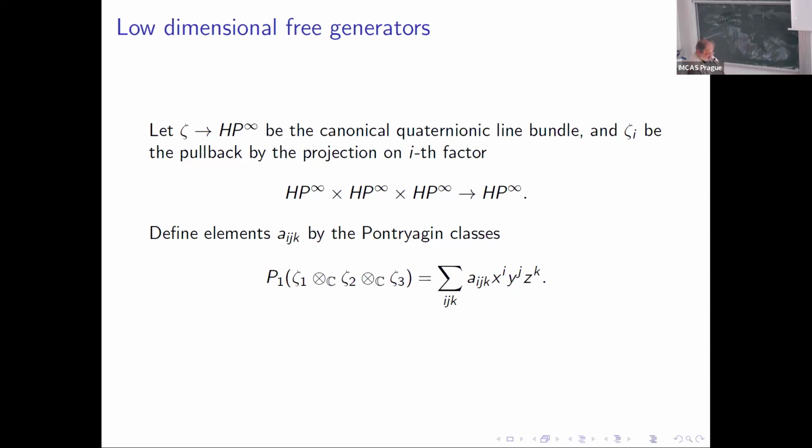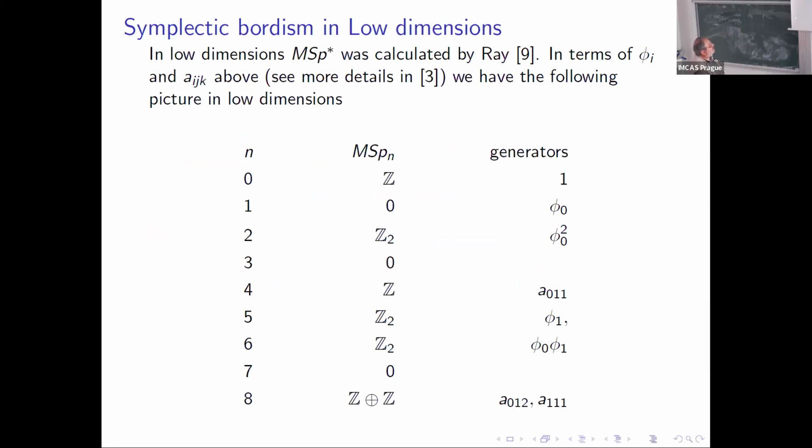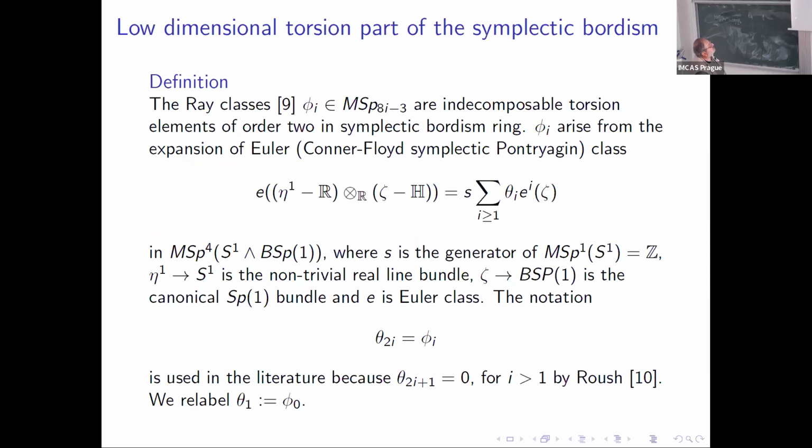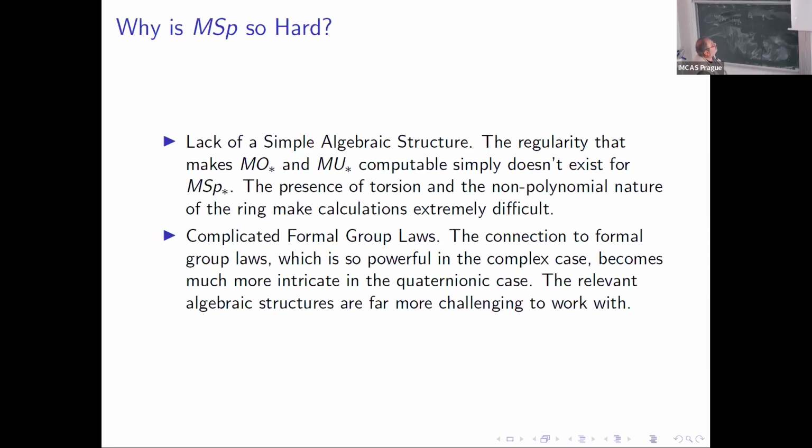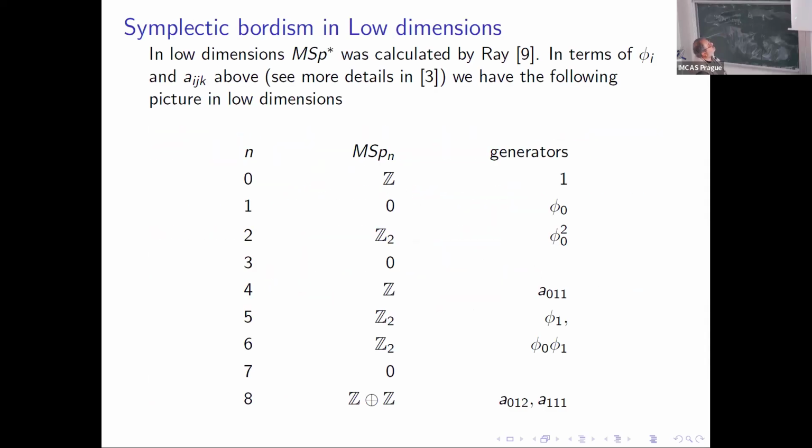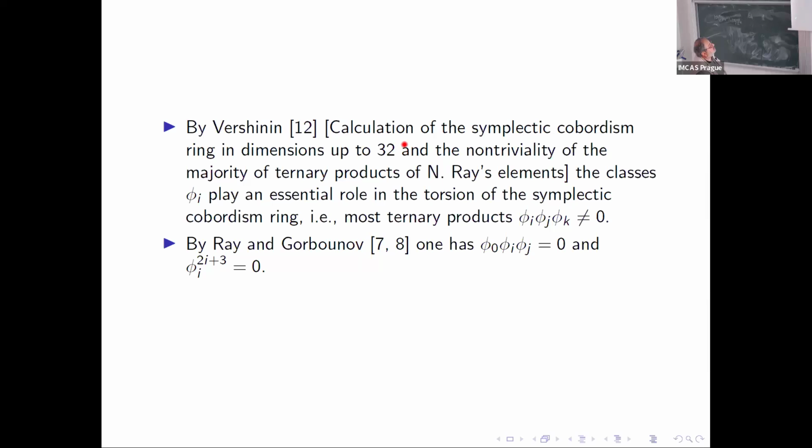And consider these coefficients. The observation is that if we consider low dimensions, dimension 4 or 5 or 6, these pi's are present here. Up to dimension 32 in Vershinin's tables this of course takes place, but if you look, many of these pi's play a major role here. Okay.